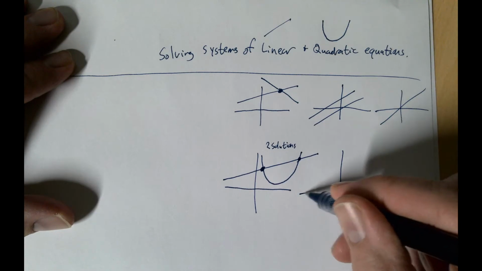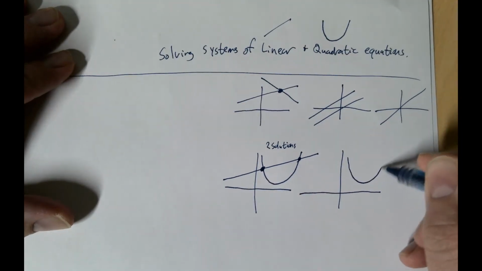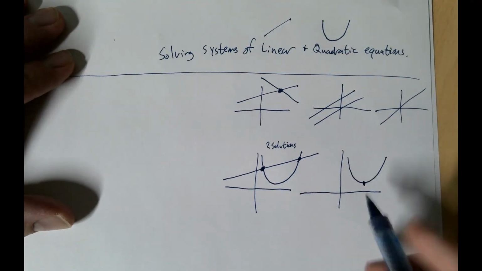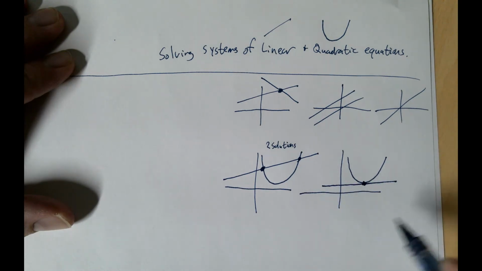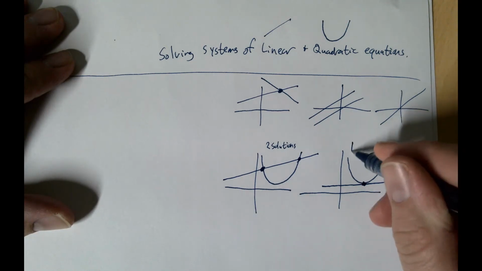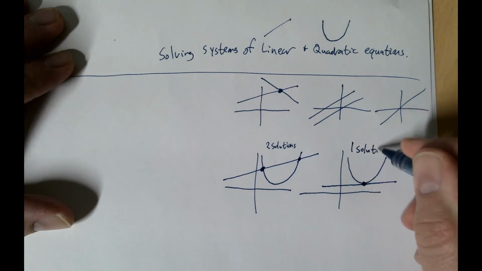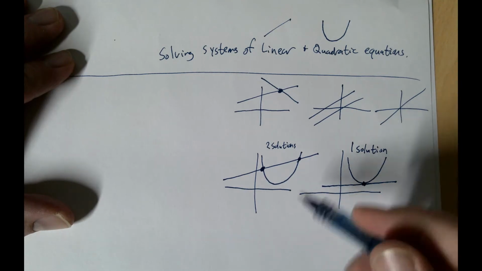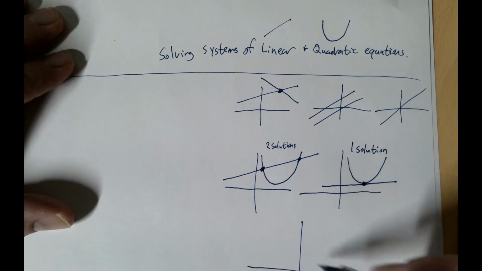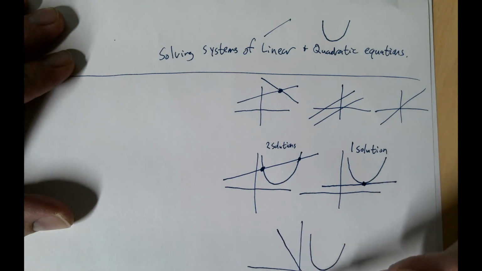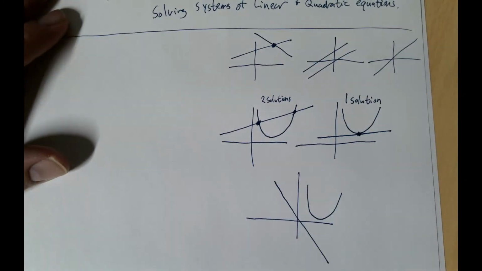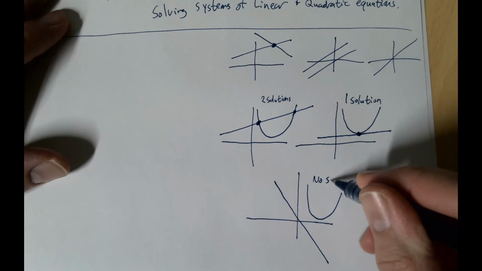There also could be a single point where the line touches right here. This would be called a tangent line. We'll learn about those in geometry. But that tangent line would mean we'd have one solution. And then it's also possible that, here's my parabola again, here's my line, they never come in contact with each other. So we could have no solution.